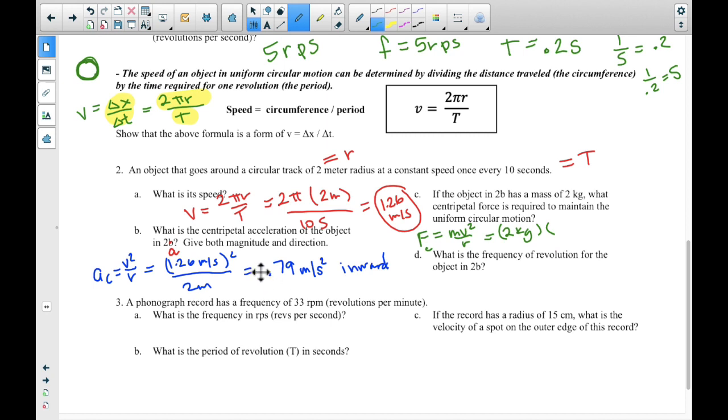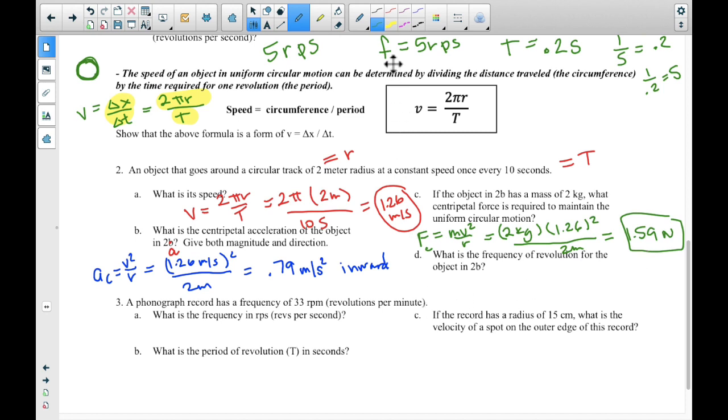Our v squared, we just did it on our calculator a second ago, 1.26 squared, which if you still have it on your calculator, is 1.5876. Divided by radius, and our radius is 2 meters. We could easily just cancel those out, but let's go ahead and do this on our calculator, and we should be getting 1.59. And we are talking about force, and force is measured in newtons, so 1.59 newtons.